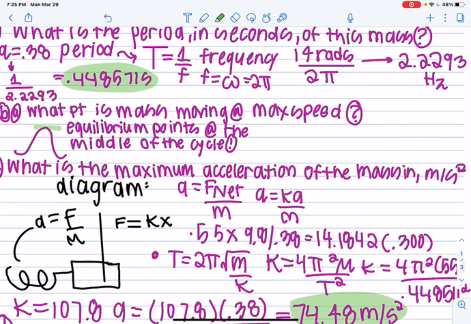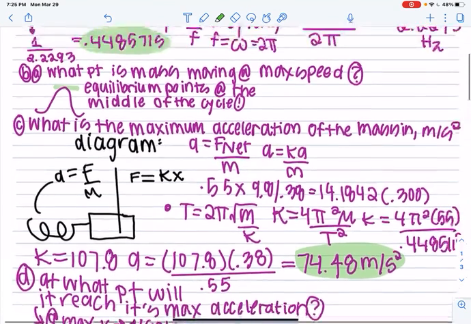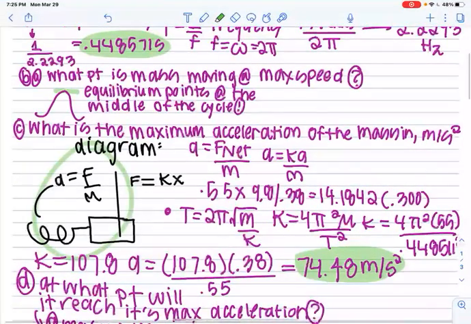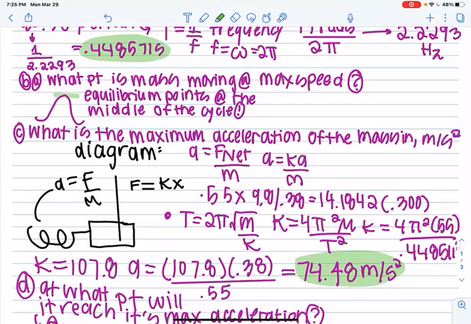So for C, it's asking what is the maximum acceleration of the mass in meters per second squared. I started with this diagram right here, which is just a spring oscillating, and I have the formula a equals F divided by m. So F equals kx, because that's the force value. Then I manipulated it and found a equals F net divided by m, so a equals kA divided by m. And then I used my values and plugged them in.